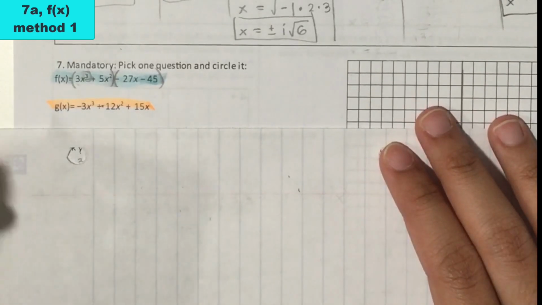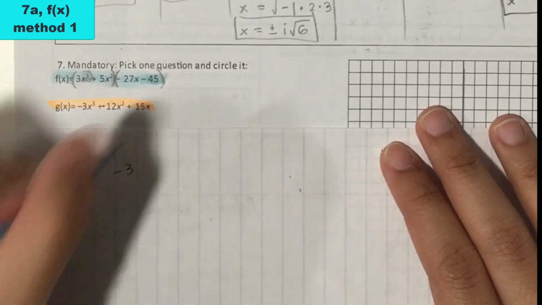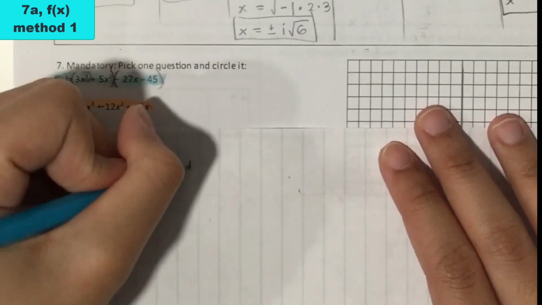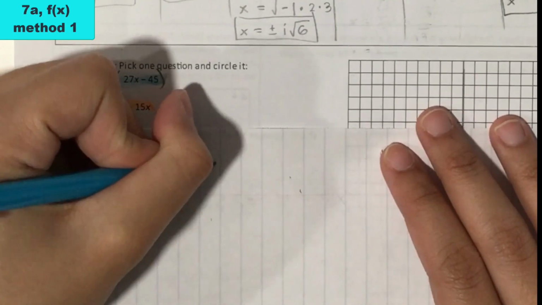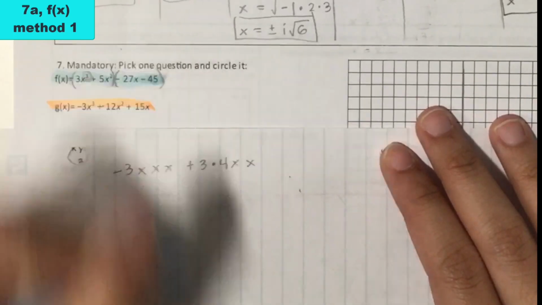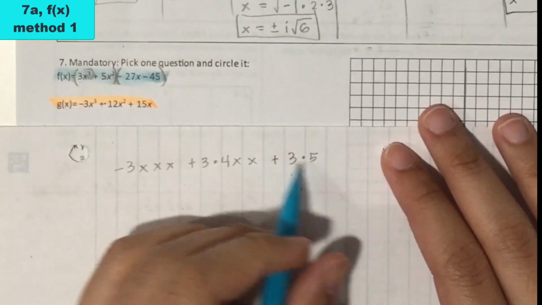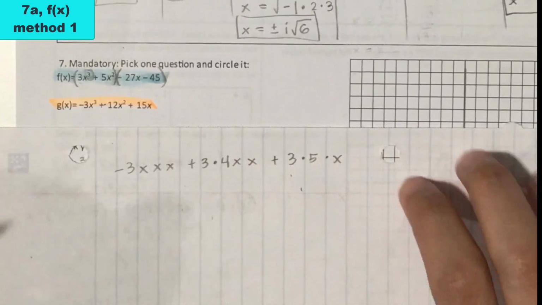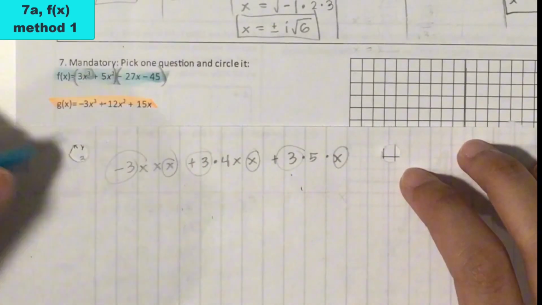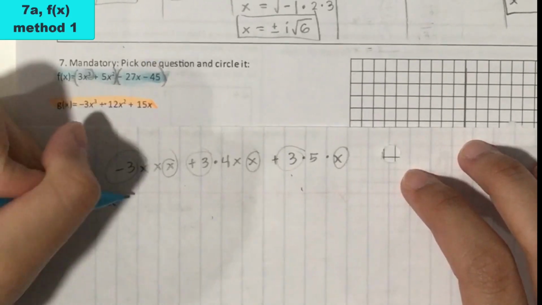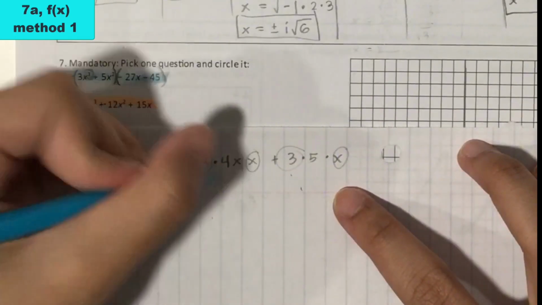G of x has a GCF, but to better visualize this, we can rewrite the equation. So negative 3 times 3x's plus the factors of 12. One of the factors of 12 are 3 and 4. So 3 times 4 times 2x's plus, and then the factors of 15 are 3 and 5. So 3 times 5 times 1x. And we can see that they have x and x in common and negative 3 in common. When we take it out, we take out negative 3x. We are left with x squared minus 4x minus 5.